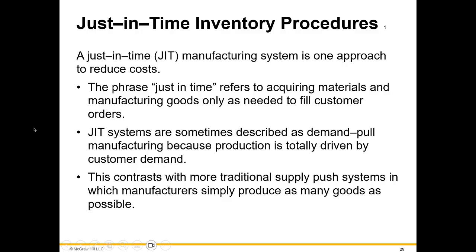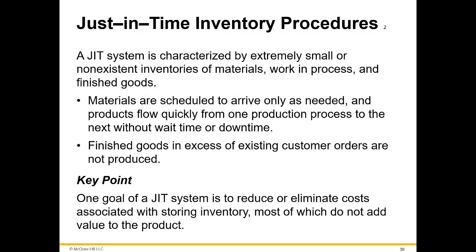Okay, instead of a more traditional supply push system where we say, here's all these products available for you. We made them months ago, and we produce as many as we can to lower the cost. We're trying to figure out how to get it there just in time. So a just-in-time system is characterized by really small inventories, really small raw materials, really small work in process, really small finished goods. Materials are scheduled to arrive only as needed.